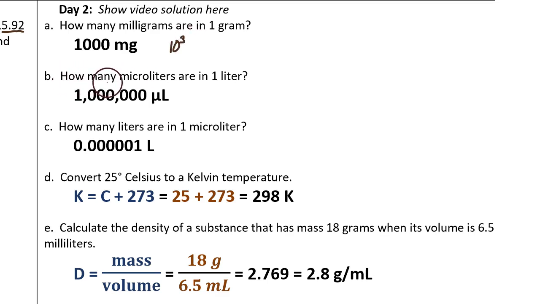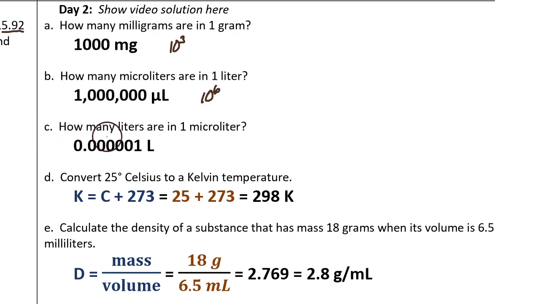Question B, how many microliters are in 1 liter? In the metric system, by definition, there are 1 million microunits in 1 basic unit. So there are 1 million microliters in 1 liter. Notice the Greek letter that's used to represent the prefix micro. Another way to write this is 10 to the 6th power. 10 to the 6th power means a million.